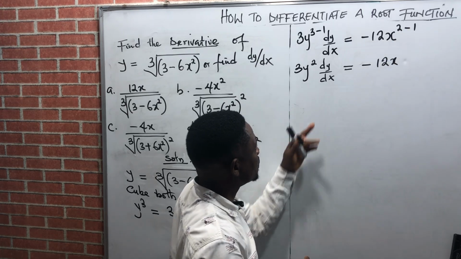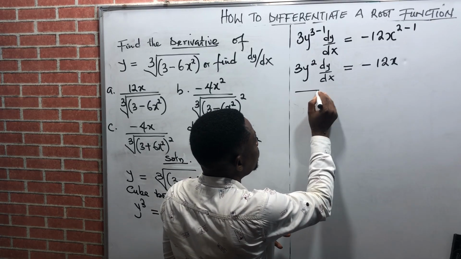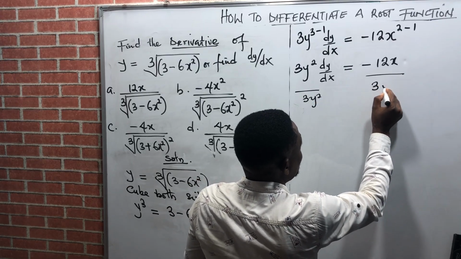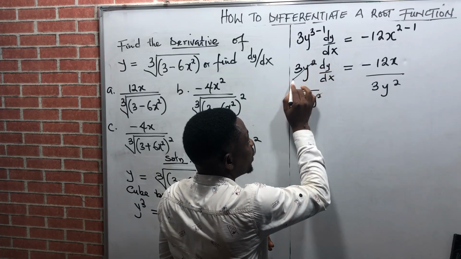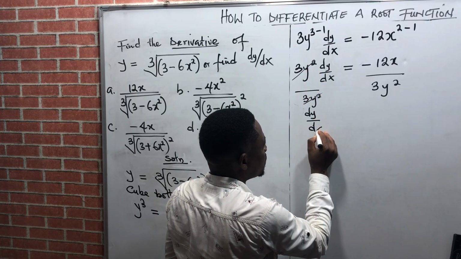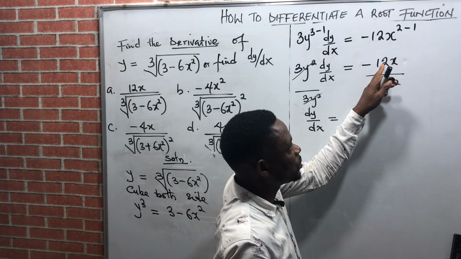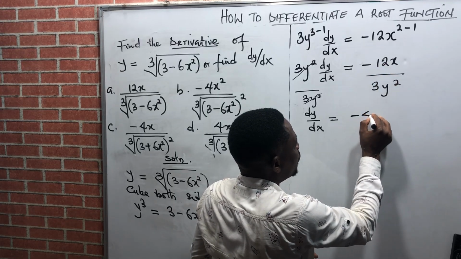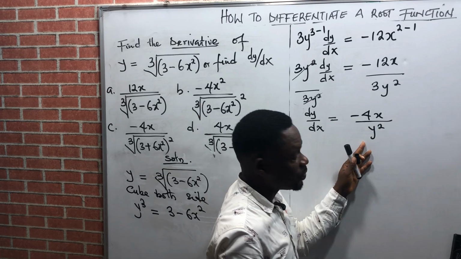Next is to make dy/dx the subject of the formula. I will divide this by 3y squared, and I will divide the right side also by 3y squared. Are you with me? So definitely this one will cancel this very one. So I'm now left with dy/dx as, have it in mind that 3 can go into 12 four times. It will now be minus 4x over y squared. Hope you are following.